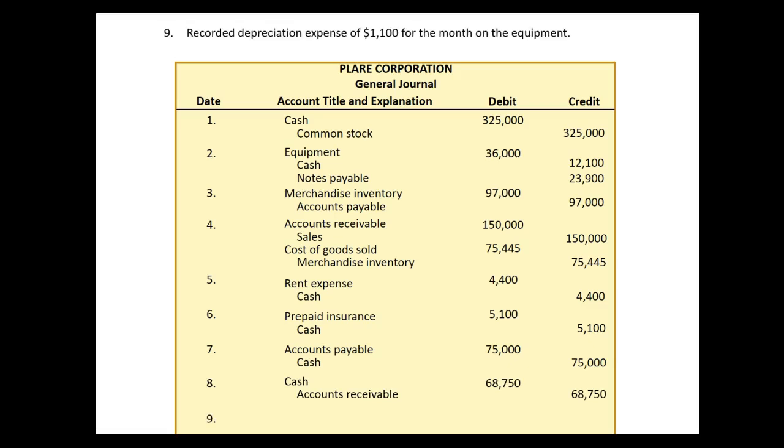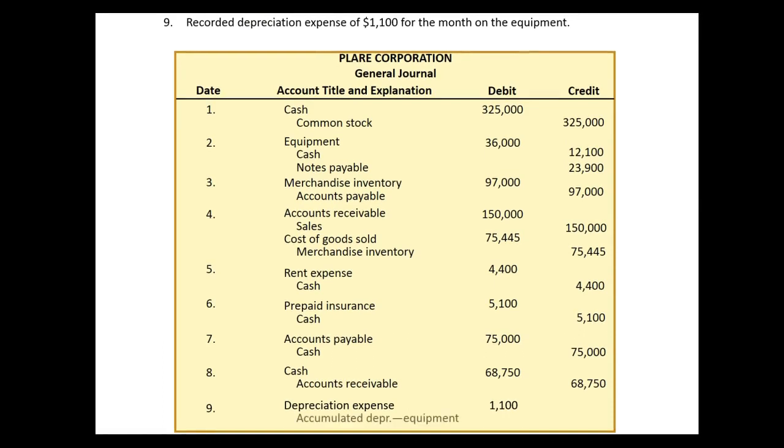Last, we've recorded depreciation expense of $1,100 for the month on the equipment. We've got an expense here, depreciation expense of $1,100, which is treated as a debit balance. When expenses increase, we debit them. The associated contra account we use for depreciation is by crediting the accumulated depreciation for the equipment, a credit for $1,100. So I'm going to end this lecture and we'll continue on in the next lecture, continuing to go through exercises.